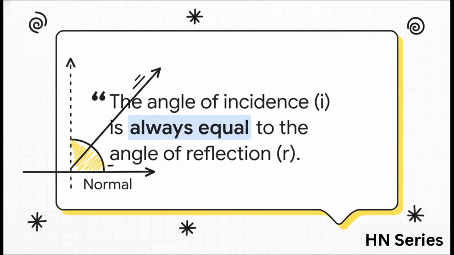And here is the absolute heart of it all. The angle between that incoming ray and our imaginary normal line, that's our angle of incidence, or I, is always exactly the same as the angle between the outgoing ray and the normal, the angle of reflection, or R. I equals R. Always, no exceptions. That's the whole law. Pretty simple, right?